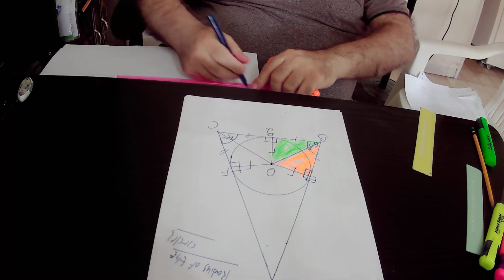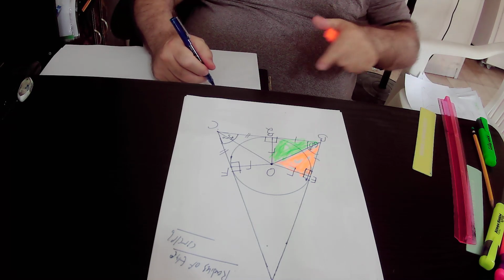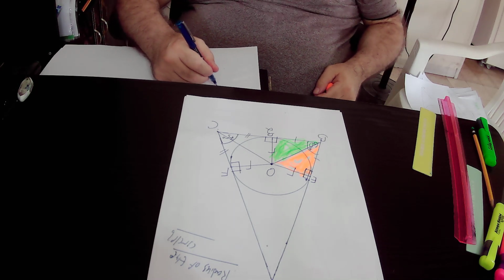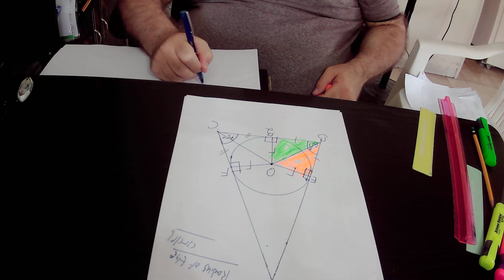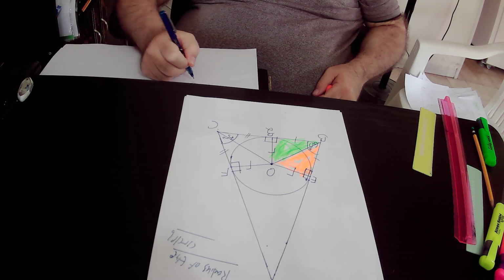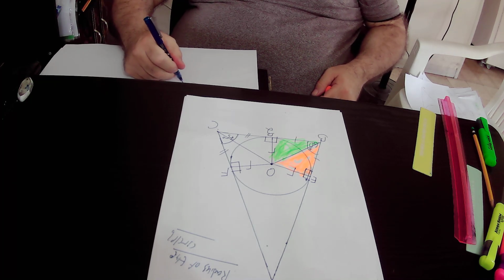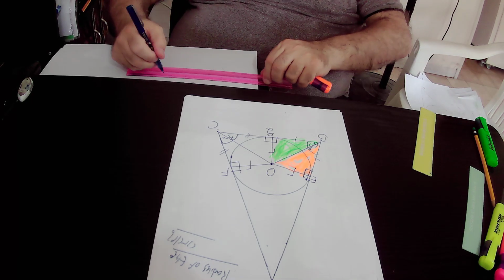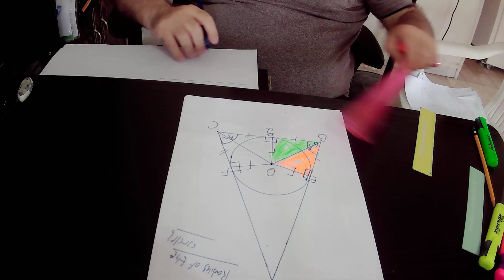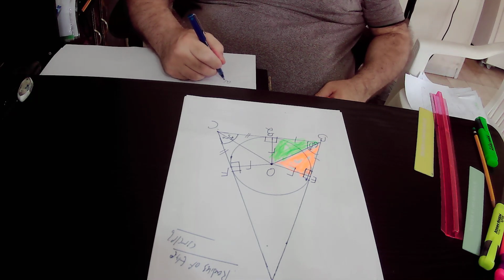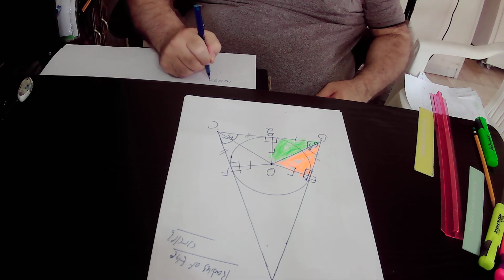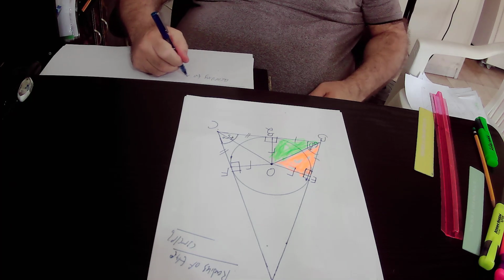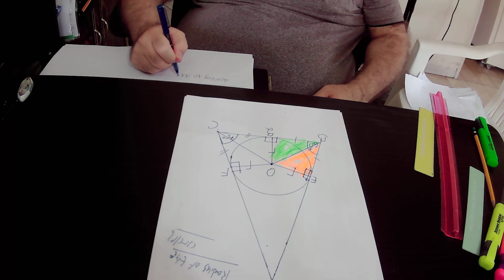So we actually proved that the green triangle BOD is congruent to the orange triangle BOE according to the side-side-side similarity rule.